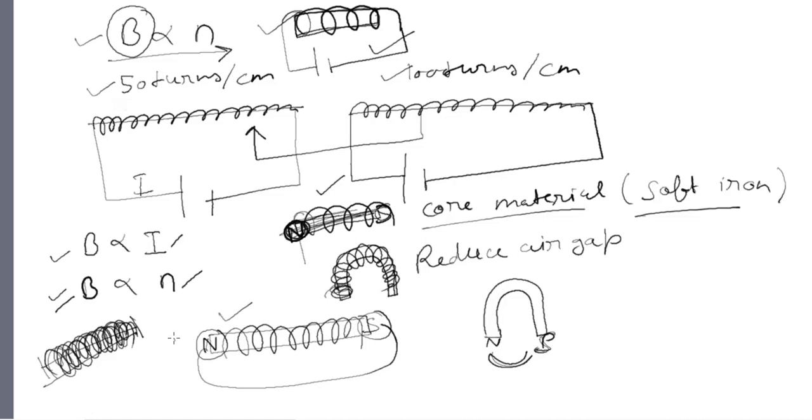Here the rod was straight. Here we have made it a U-shaped rod. Now we can observe the air gap between the poles is reduced by this much length, so its magnetic strength will be increased.